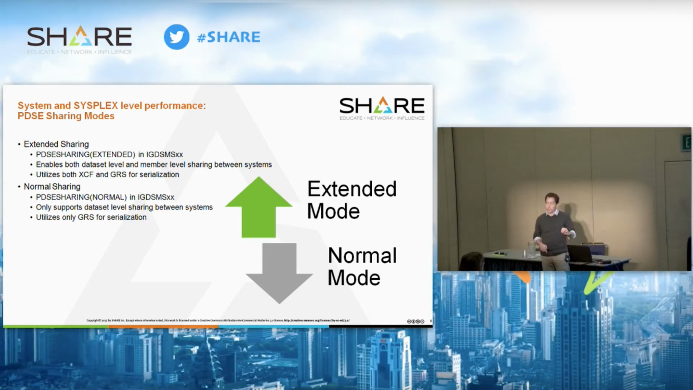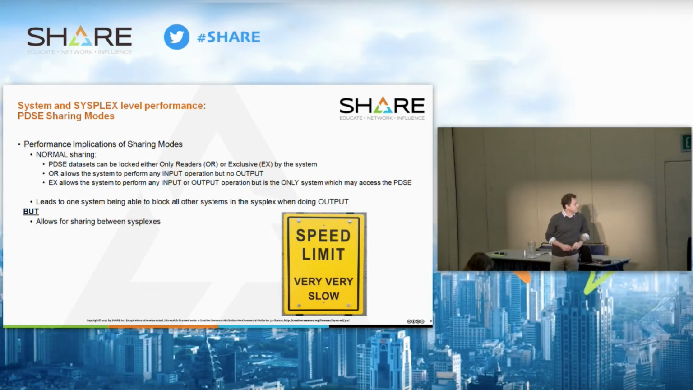Normal mode sharing, though, only uses GRS for serialization, and that does have, well, I was going to say some advantages, but no, it only has one advantage. So when we're in normal sharing mode, our PDSE datasets can be locked either as only readers, so basically the equivalent of shared, or exclusive by each particular system. When we're locked shared, that system can do any input operation, so any read operation, but no output operations.